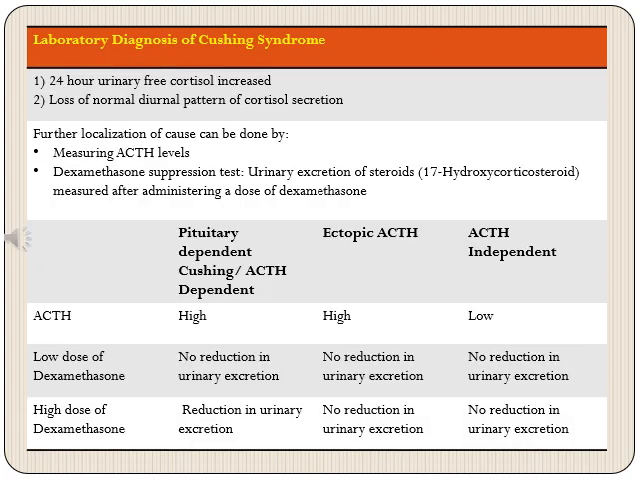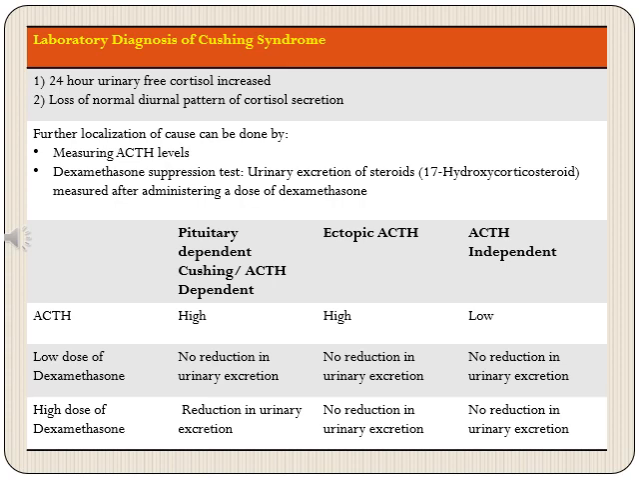Then lab diagnosis of Cushing syndrome. Two investigations can be done to ascertain the diagnosis. One is estimation of 24-hour urinary free cortisol, which will be increased, and secondly there will be loss of the normal diurnal pattern of cortisol secretion. Now, further localization of the cause of Cushing, whether it is exogenous or endogenous, and if endogenous, then of which type, can be done by measuring ACTH levels and by doing a dexamethasone suppression test.